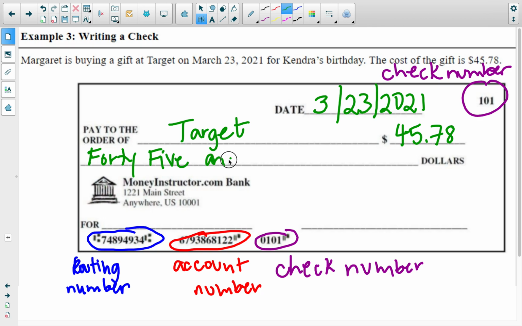45, and we can leave out the word dollars because it's already here on the line for us. 45 and 78 out of 100. We're going to write that as a fraction. Notice how there's still a blank left.